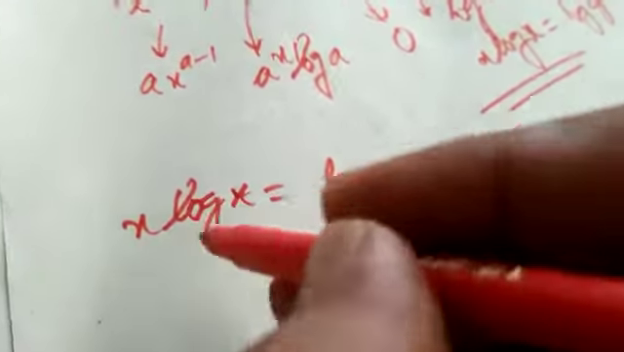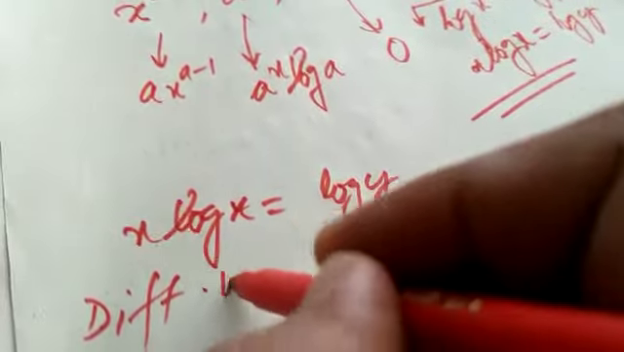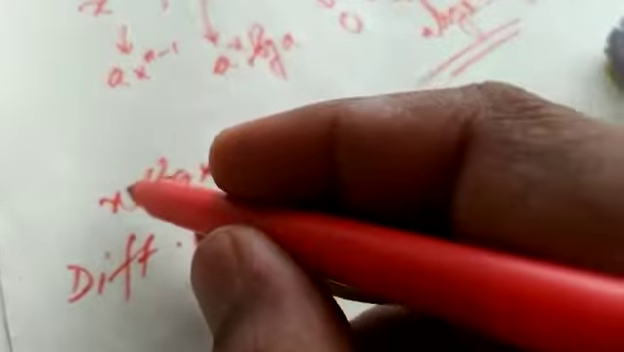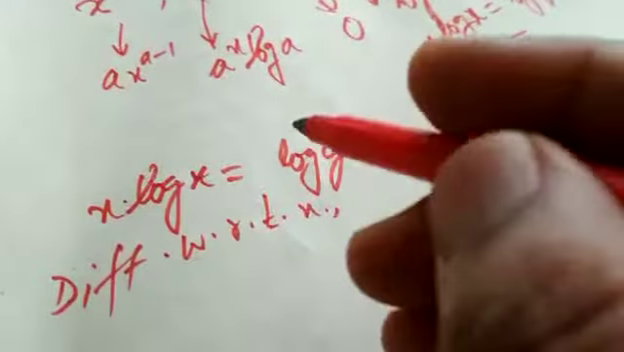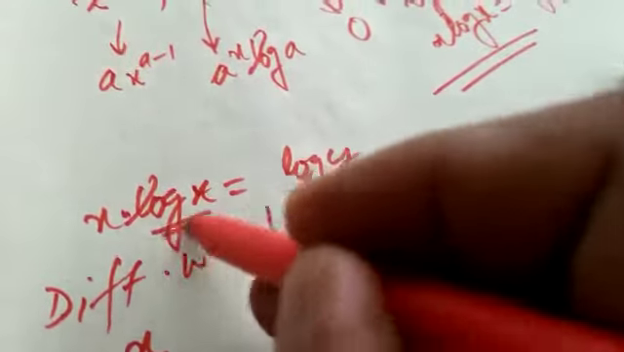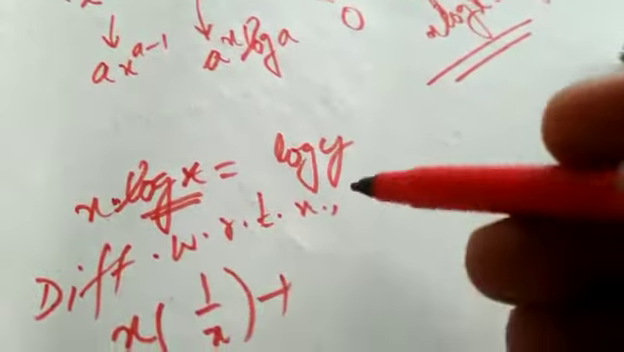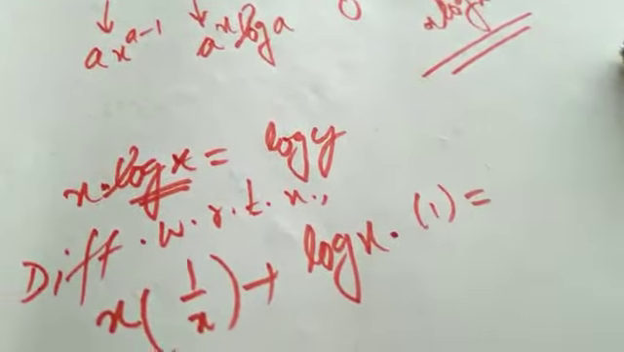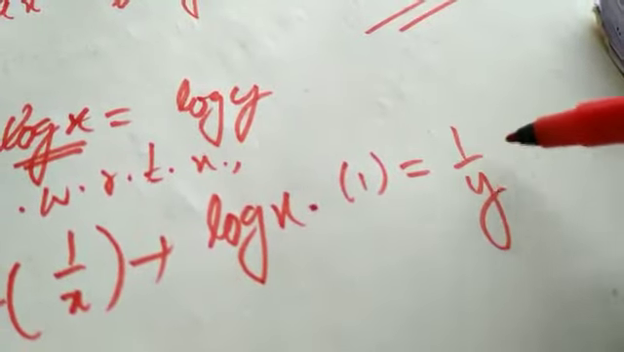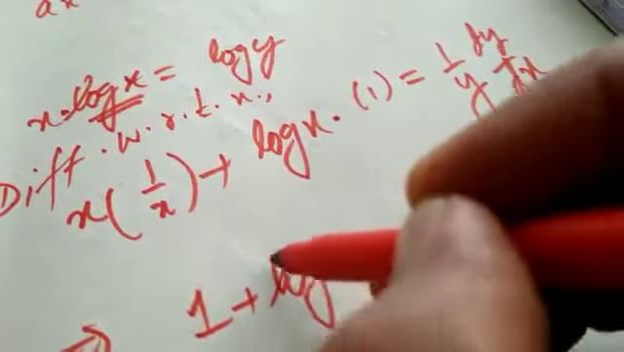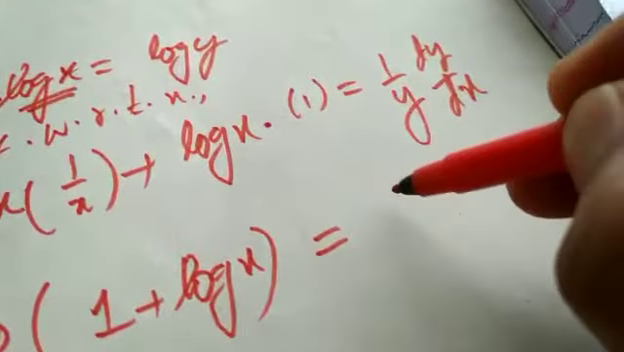So differentiating with respect to x, we get what? The product rule can be seen very clearly. We have to apply the product rule: first function times derivative of second, plus second function times derivative of first. Derivative of x is 1, is equal to log y, whose derivative is 1 upon y dy by dx. So it is 1 plus log x, which is equal to 1 upon y dy by dx.